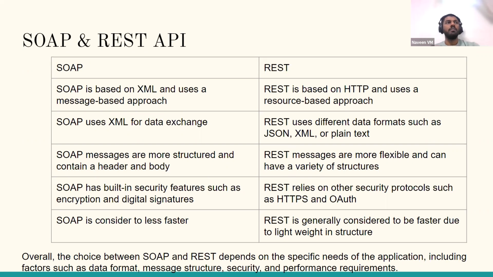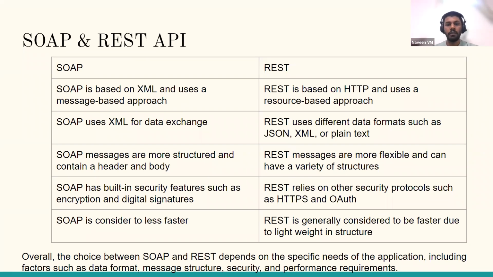SOAP also has some inbuilt security. For example, you can do encryption or a digital signature, so SOAP is more security oriented. In REST, you have HTTPS and OAuth, which we will also cover, with client ID, client secret, and things like that. In general, if you compare speed, REST is faster than SOAP.